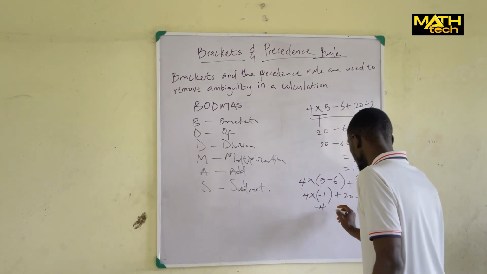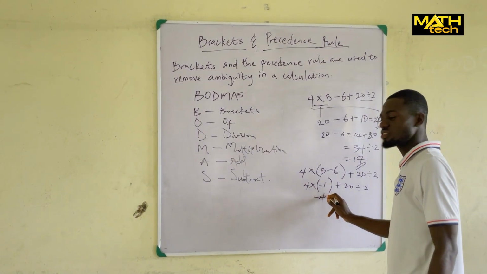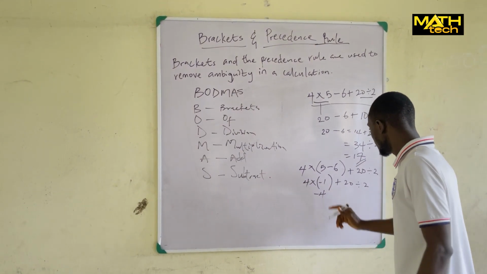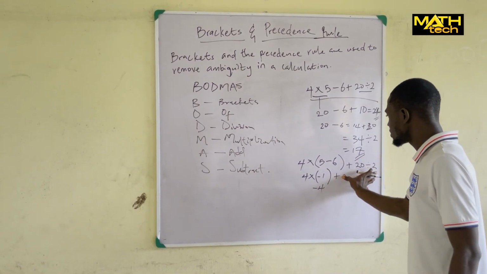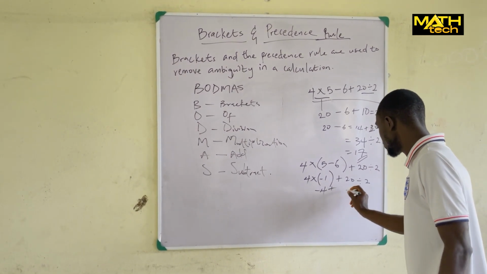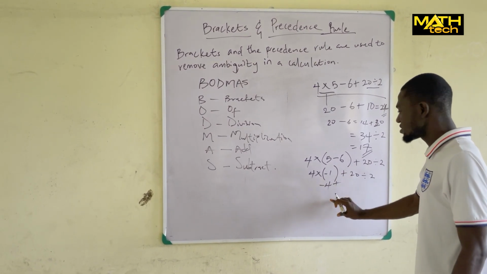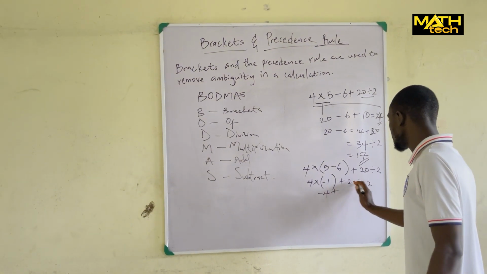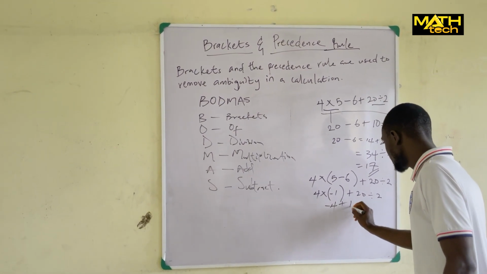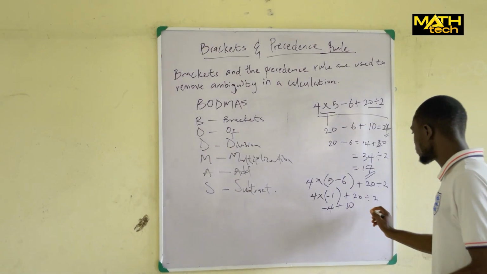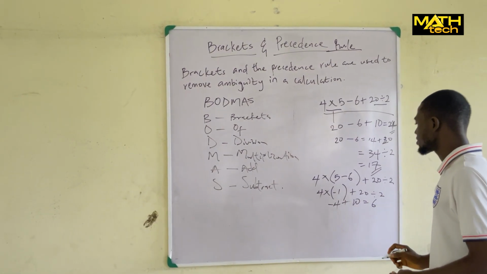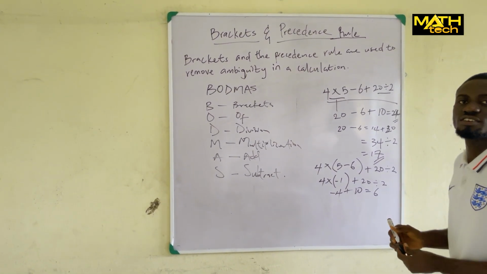Minus 4. Positive times negative gives us what? Negative. Don't forget, this is division. The division precedes the addition. So we go 20 divided by 2 gives us what? 10. So minus 4 plus 10 gives us what? Plus 6. That is 6.